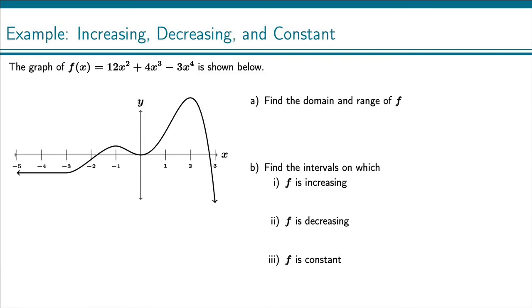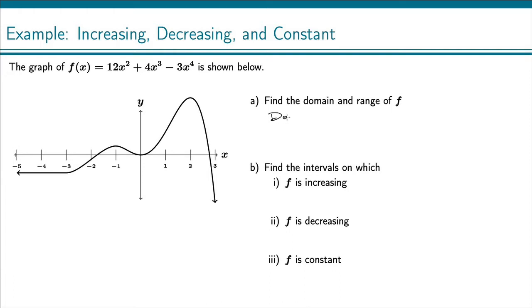We have here the graph of the function f of x equals 12x squared plus 4x cubed minus 3x to the fourth. For part A, we'd like to find the domain and range of f. Now here we have these arrows indicating we're going off to the left forever, and here we're going to the right and down forever. And so we need to keep that in mind when we're doing our domain and range.